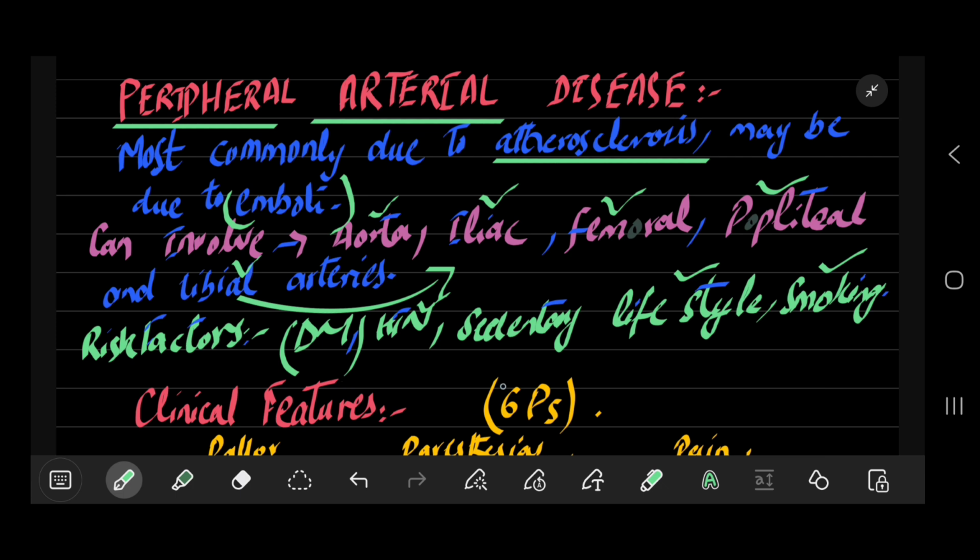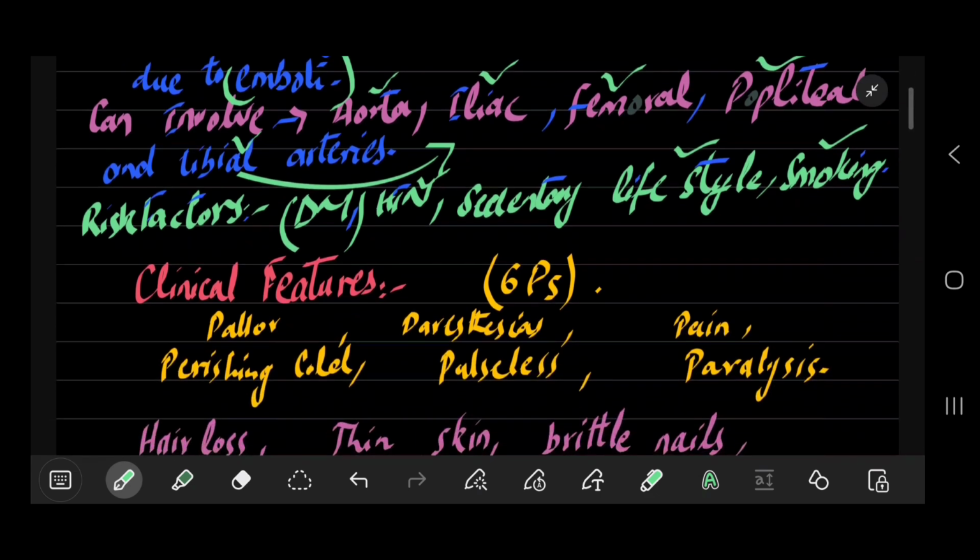What are the clinical features of peripheral arterial disease? We can divide them into 6 P's. What are the 6 P's? Pallor, paresthesias, pain due to limb ischemia, perishingly cold because the blood flow to the periphery is less, due to which there is a cold periphery, and also pulseless, especially the dorsalis pedis artery and tibial artery pulses are absent, and there may be paralysis due to this peripheral arterial disease.